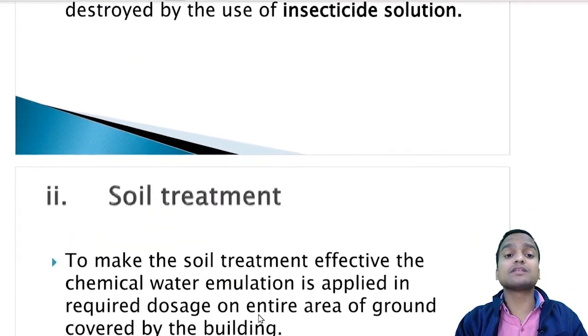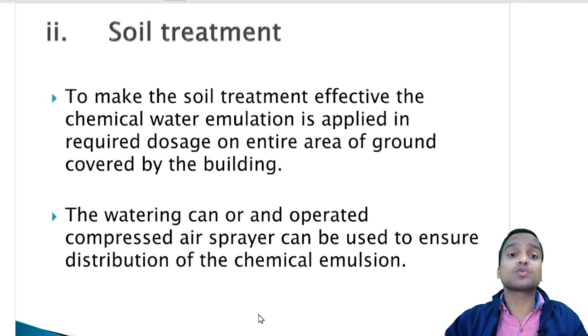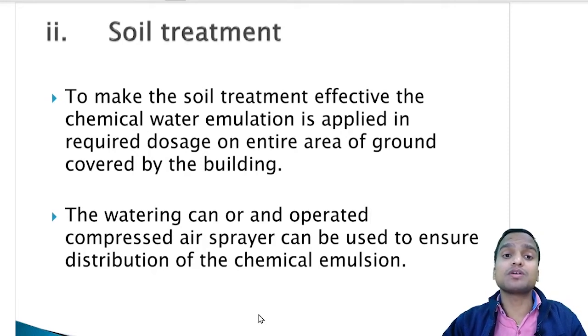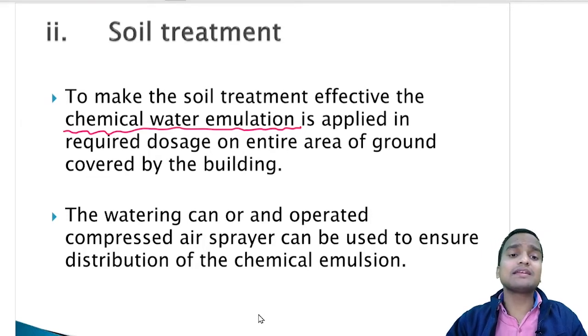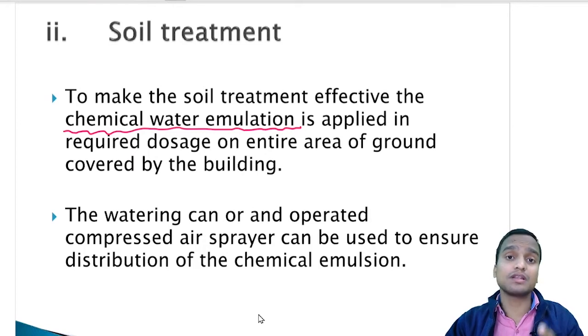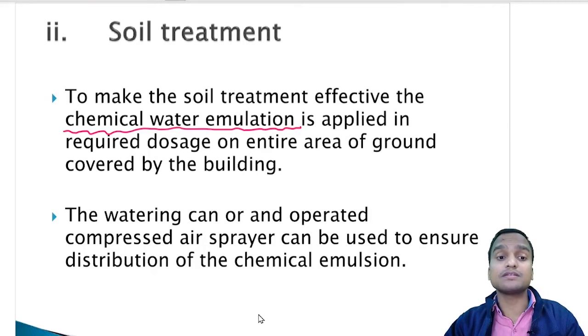And next is the soil treatment. In the soil treatment, what we do is we treat the soil with some chemical water emulsion. Most of the time we use termiticides, and it is applied in required doses, as I said, 5 ml of termiticide in 1 liter water on the entire area of the ground where we are going to construct our building.